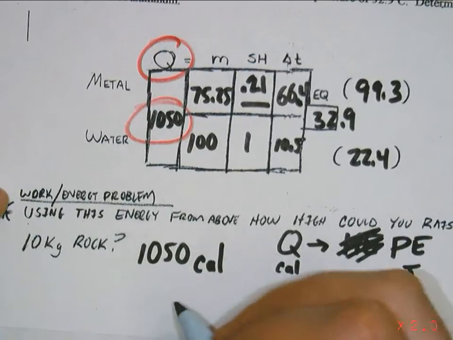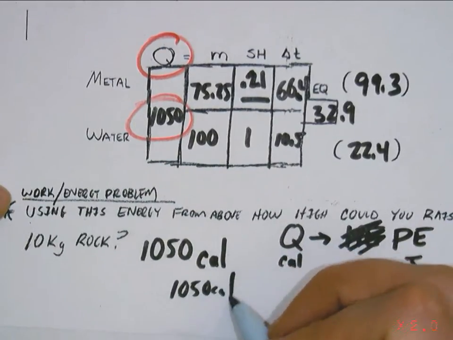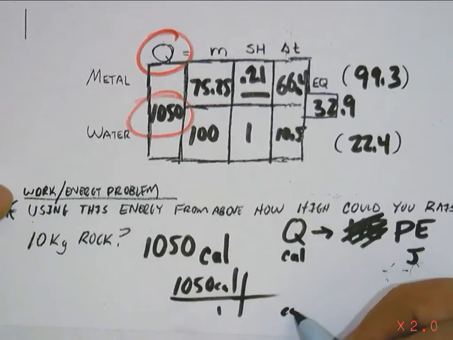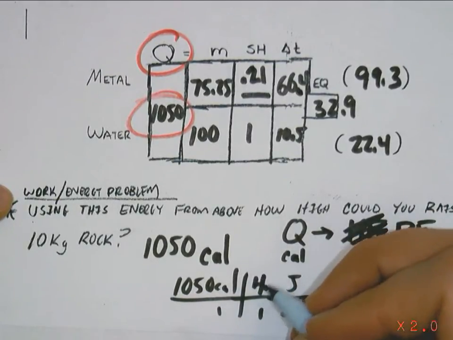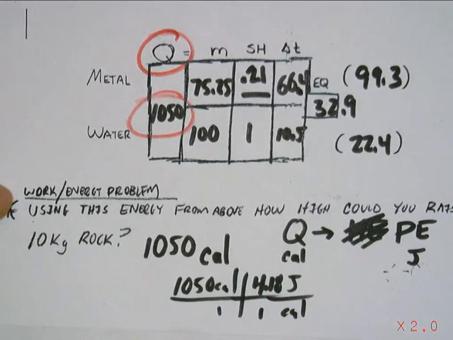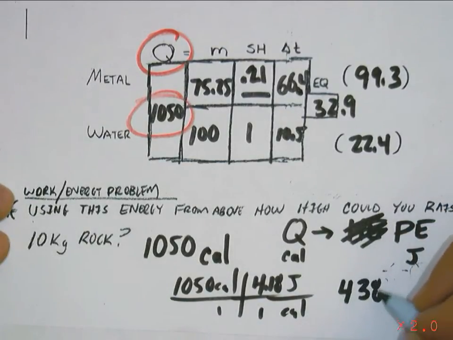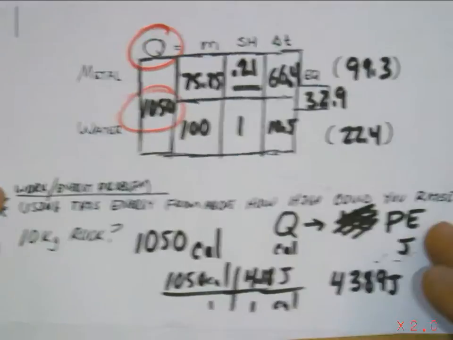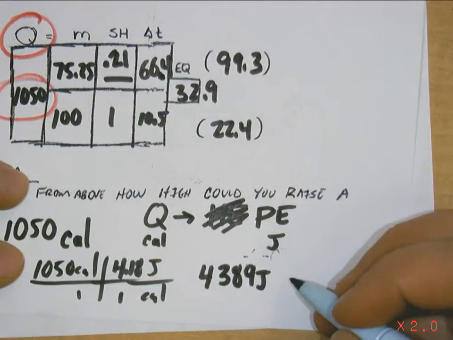So what we're going to do is we're going to say 1050 calories over 1. Turn calories into joules. 1 calorie is 4.18 joules. Just multiply across, and we get 4,389 joules. Well, this number of joules is the same thing as saying potential energy.